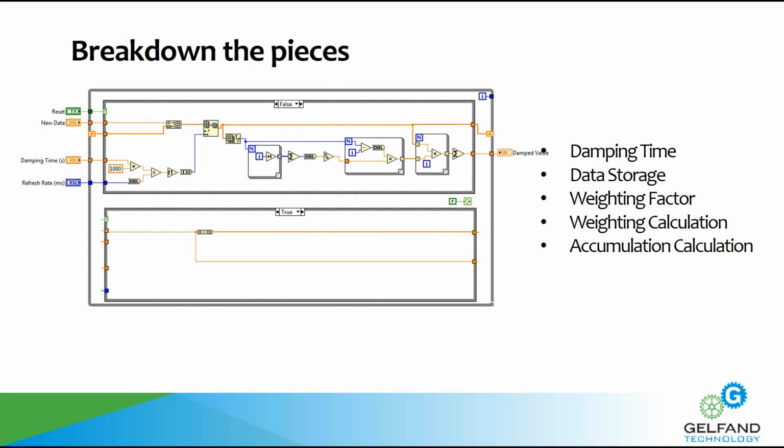The first thing is the damping time. The second piece is our data storage. Our third piece is our weighting factors. Our fourth is our weighting calculation, and then we have our accumulator.